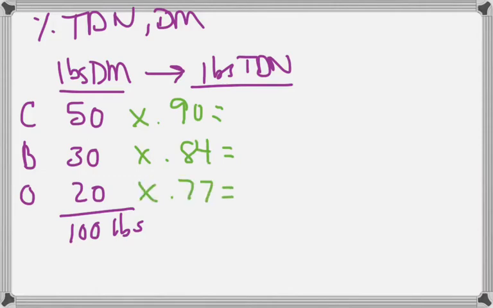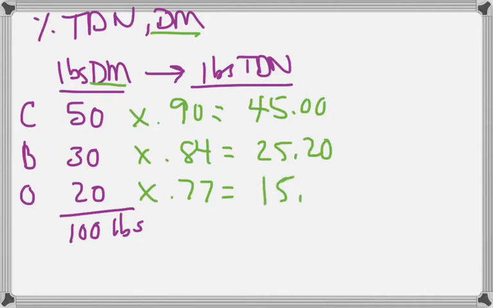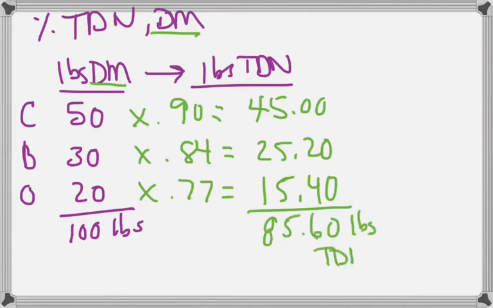When we do that, we find out that we have 45.0 pounds of TDN. And note, this is all on a dry basis because our units are both in dry matter and dry matter. For the barley, we have 25.20, and then the oats, 15.40. They're all slightly less than the original numbers, meaning that it's a percentage of that. So if we add this up, we find out that we have 85.60 pounds of TDN in our 100 pounds of dry matter.